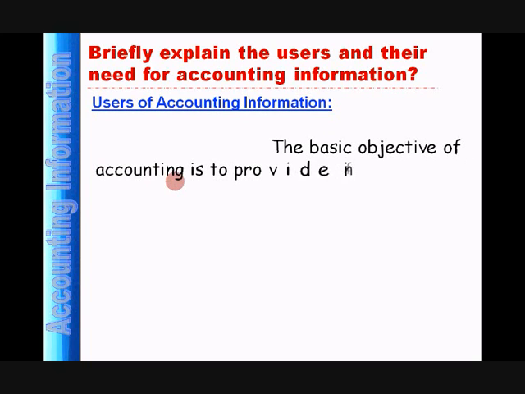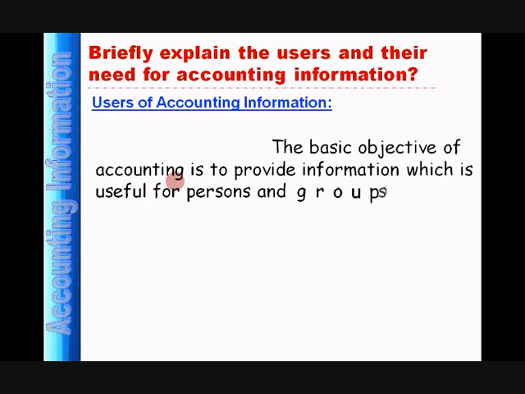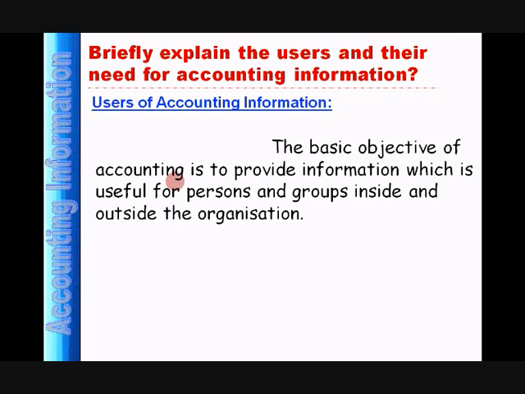The basic objective of accounting is to provide information which is useful for persons and groups inside and outside the organization. This is per definition. So, why do we use the basic information? It is used to fulfill the business objective. What is the business objective? Accounting is to provide information which is useful for persons and groups inside and outside the organization.